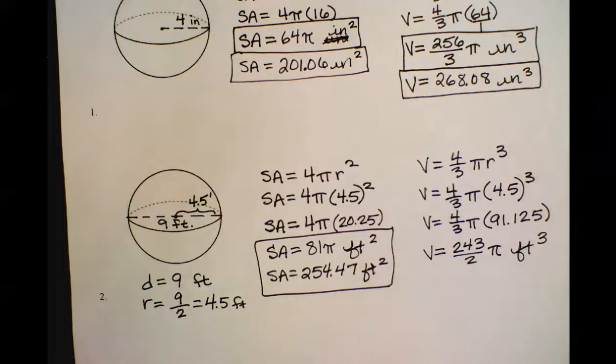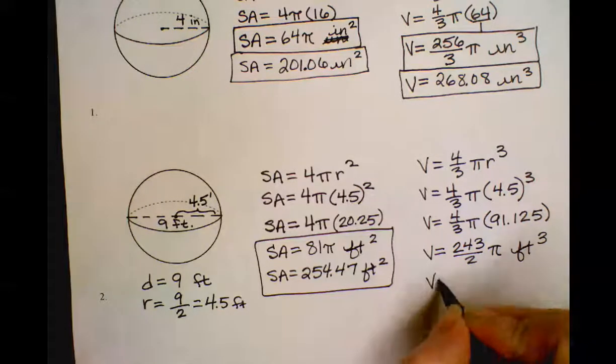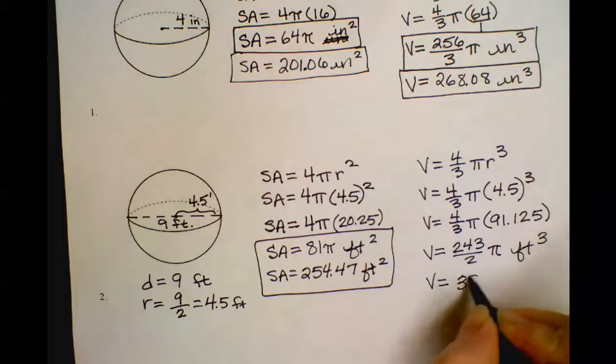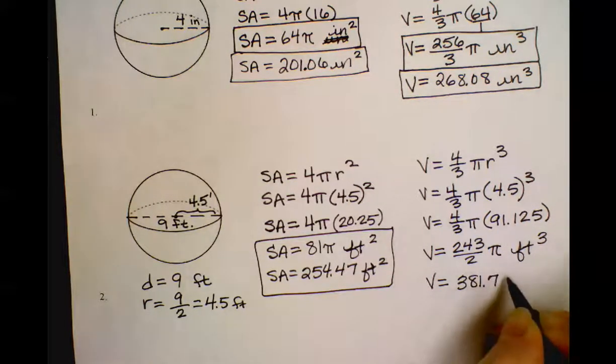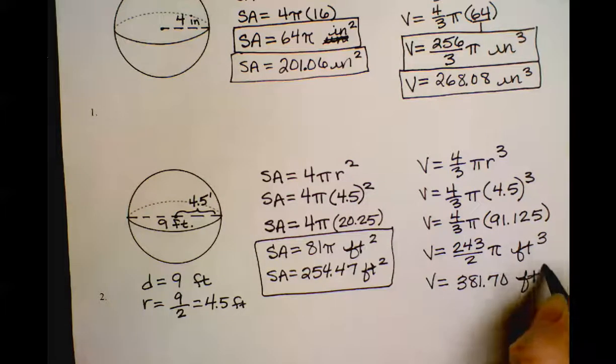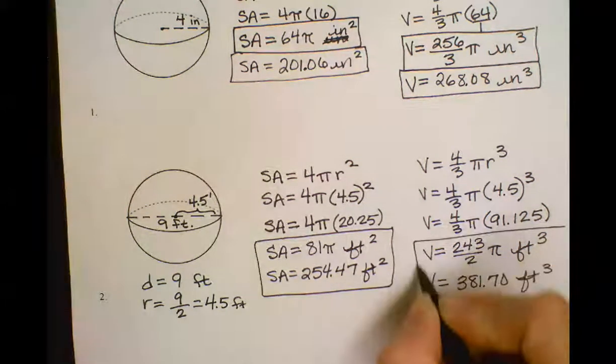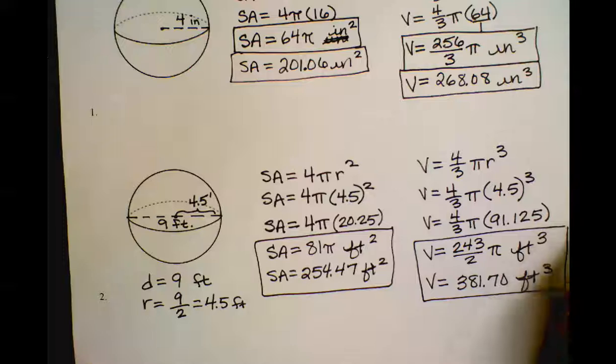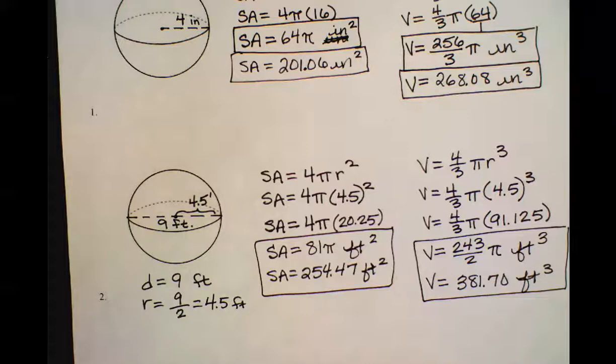Take that 243 over 2 times pi, and find the rounded answer in this case, 381.70 feet cubed. And that takes care of how we find the surface area or the volume of a sphere given either its radius or its diameter.